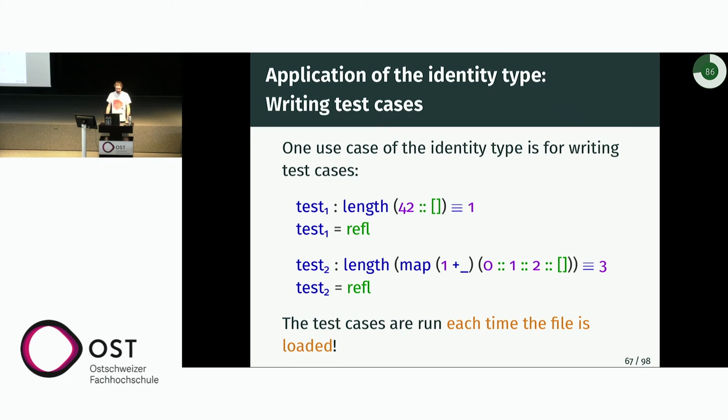And so even just this definition already is quite handy sometimes. You can use it to write test cases of your functions, right? And in particular, these test cases are checked each time you type check your program. So you can write, for example, the length of this list should be 1, and then you just write refl. And when Agda type checks this refl, it will compute the normal forms of both sides and see that they're equal.